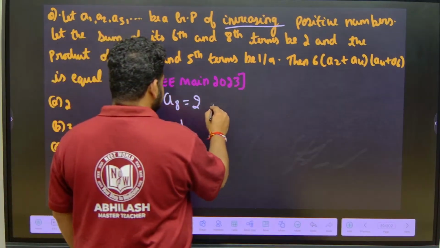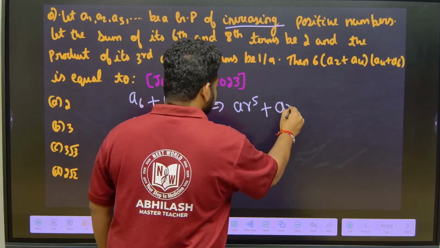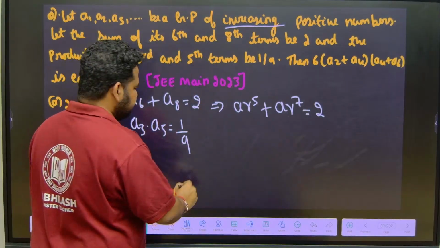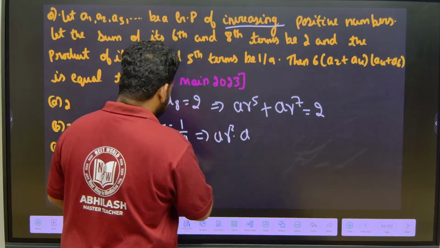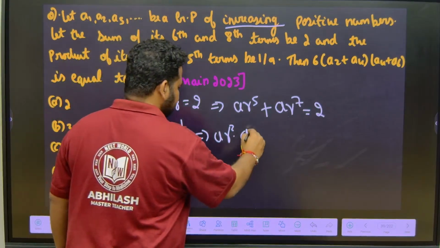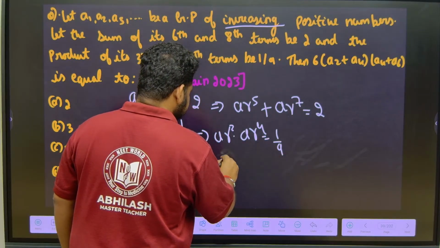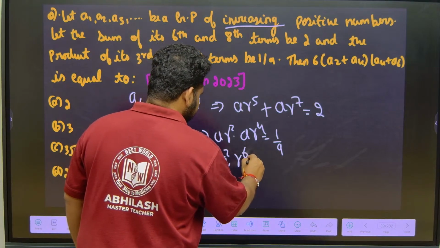The 6th term I can write as A into r to the power of 5, plus A into r to the power of 7, this is equal to 2. Now let me write this one also. A3 means A into r square, and A5 means A into r to the power of 4, the product is 1 by 9. If I multiply this, I will get A square into r to the power of 6, equal to 1 by 9.